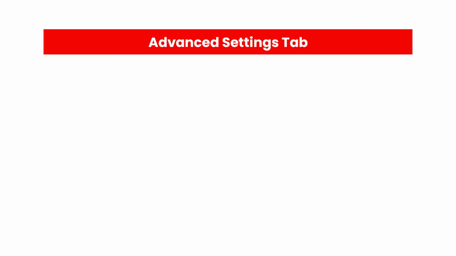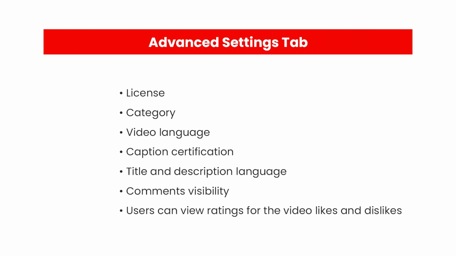In advanced settings, you can set license, category, video language, captions, and title and description language. In comment visibility, you can set likes and dislikes. You can set all these in the default upload. If you set all these in the default upload, you don't have to do any work when you upload the video. You just have to upload the video, add a thumbnail, give a short description and publish it. This will reduce half of your work.